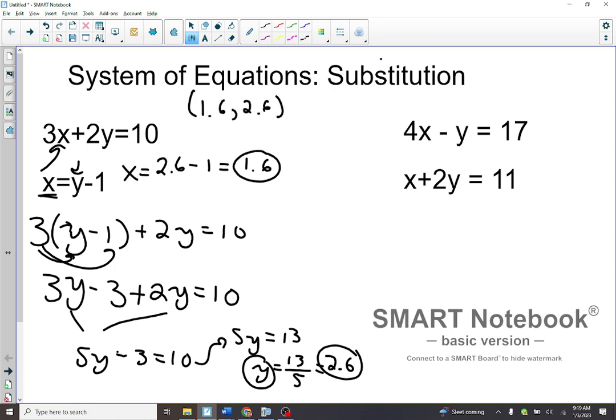Why do you do minus 1? Because this is y minus 1, and I found y equals 2.6. So 2.6 minus 1.